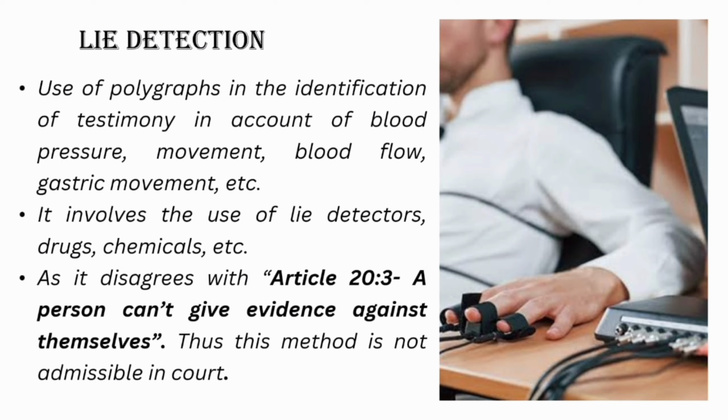The lie detection division. It uses polygraphs in identification of testimony on account of blood pressure, movements, blood flow, gastric movements, etc. It involves the use of lie detectors, drugs, chemicals, etc. But lie detection is not admissible in court, as it disagrees with Article 20 Clause 3. Article 20 Clause 3 states that a person cannot give evidence against themselves.